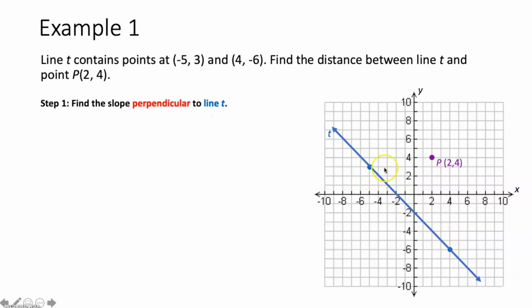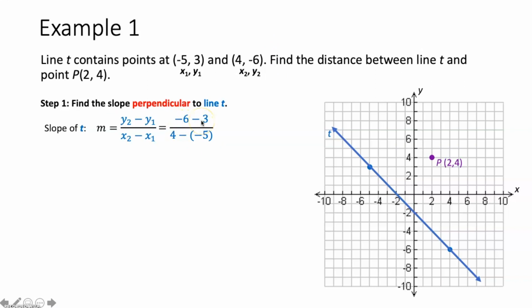So the slope perpendicular to line T means that we need to find the slope of line T and then make it the opposite reciprocal of whatever that is. So the slope of line T we find by using the slope formula, which is m equals y sub 2 minus y sub 1 over x sub 2 minus x sub 1. Well, what do we plug in here? Well, how about the two points that line T contains? Here we have x sub 1, y sub 1, and then x sub 2, y sub 2. So we plug those into their corresponding spot in the slope formula, and now we can simplify.